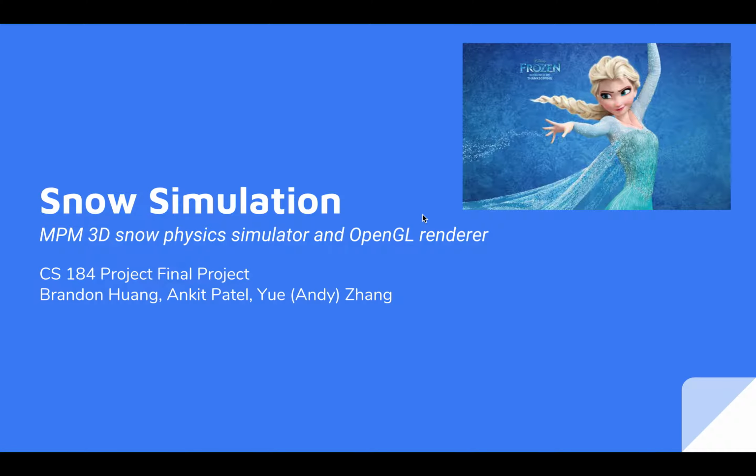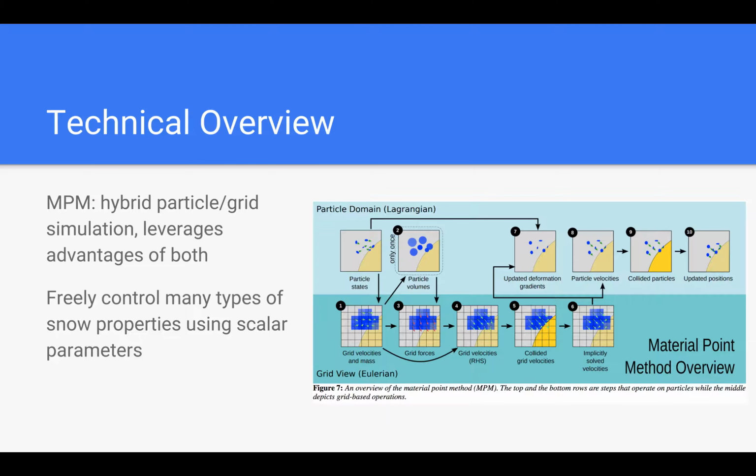Hello. For our CS184 final project, we implemented a 3D snow simulator using the material point method as well as with OpenGL rendering. Snow in graphics is typically implemented using MPM. In Project 4 we used a particle and spring based method for simulating cloth. MPM is a hybrid particle and grid based method which leverages the advantages of both and allows us to freely control many types of snow properties using only scalar parameters.